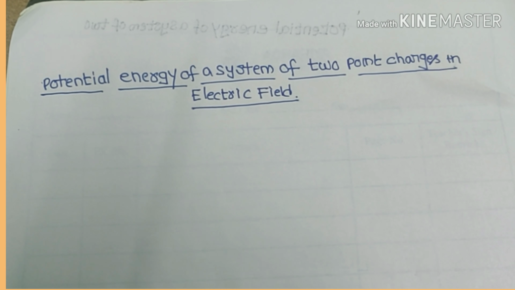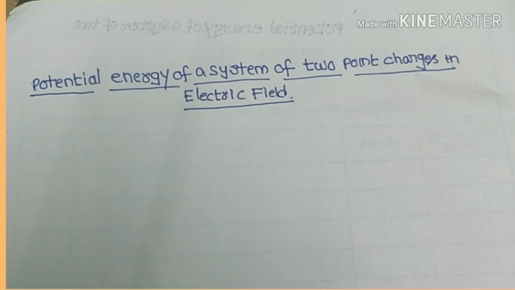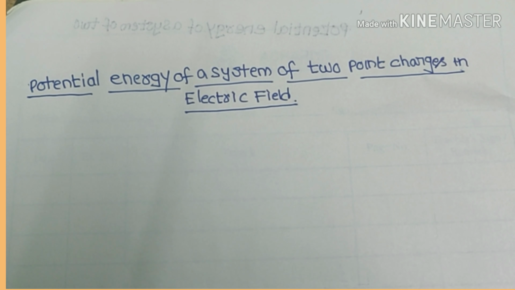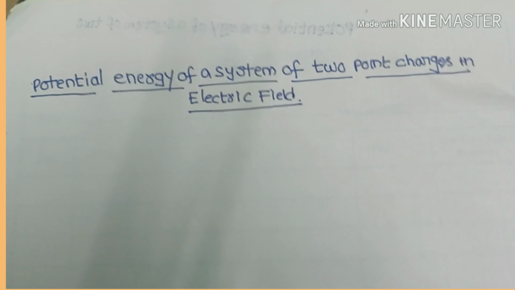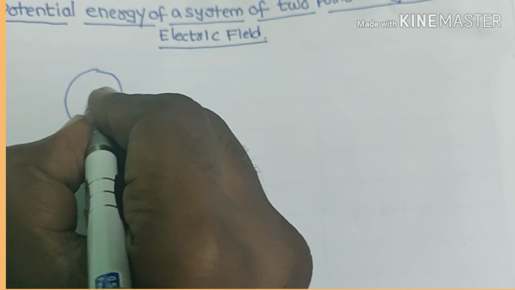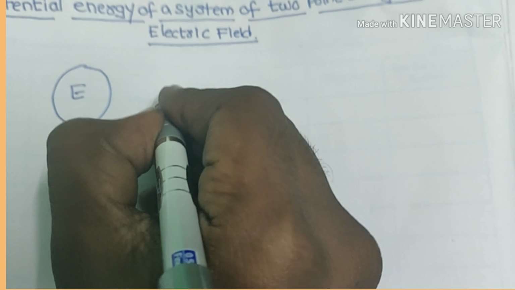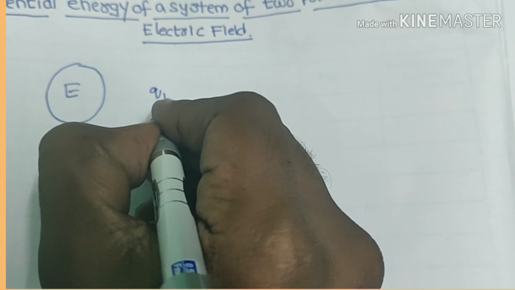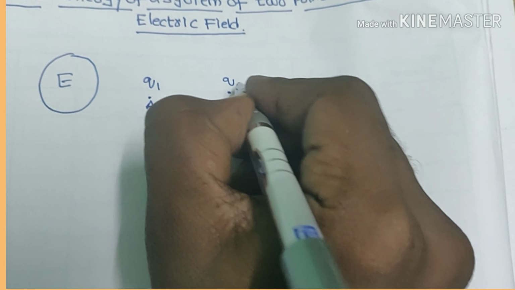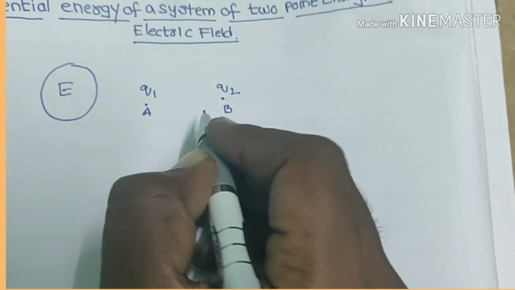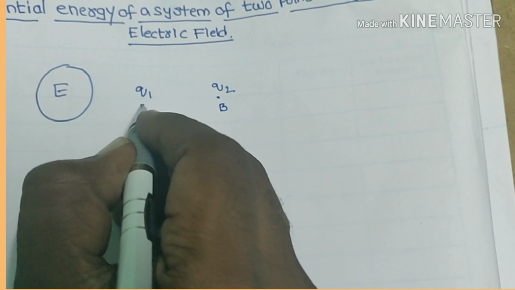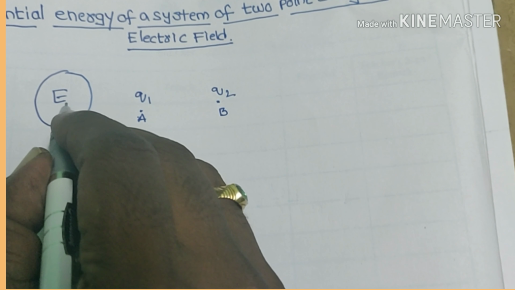Potential energy of a system of 2 point charges in an electric field. The last one I discussed was without an electric field. This one is with the electric field. Let us consider an external electric field. One of the point charges, Q1, is located at A and another point charge, Q2, is located at B. Here Q1 is brought from infinity to point A against the electric field.